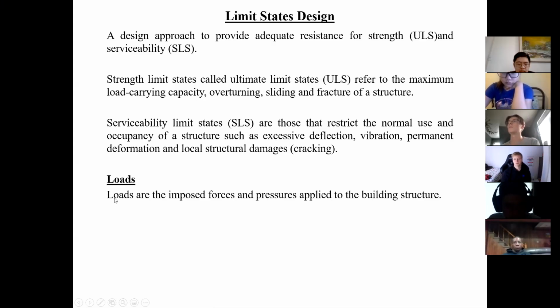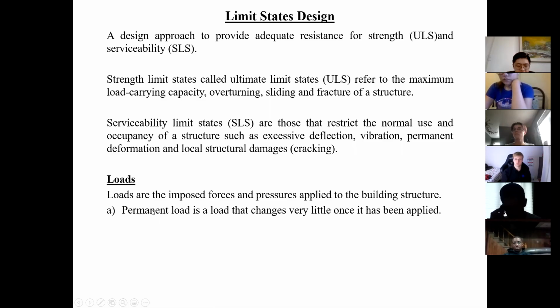Okay? One is called loads. So loads are the forces, the enclosed force and pressure applied to the building structure. Where the load is either a force, in other words, a concentrated load, or pressure in pounds per foot or kilopascals. Now, yes.